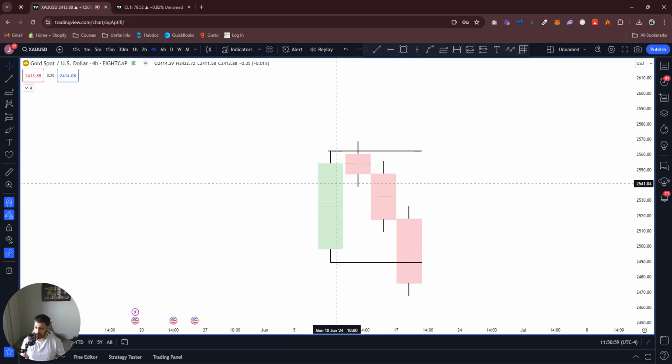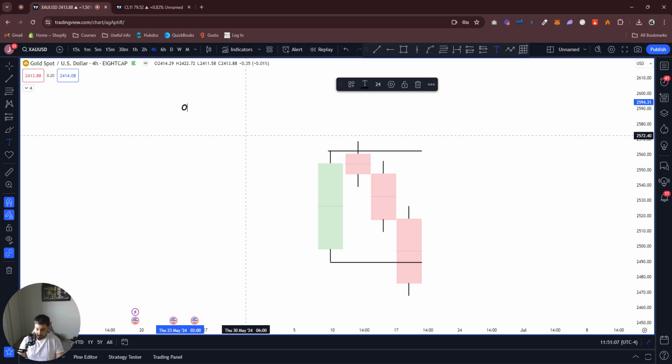But let's just say it's 1 hour. We want to wait for this candle to open high if we're bearish. If we want to short, we want to wait for it to open high. Okay, so put that in your notes. Open high is what we want to look for if we want to go short.